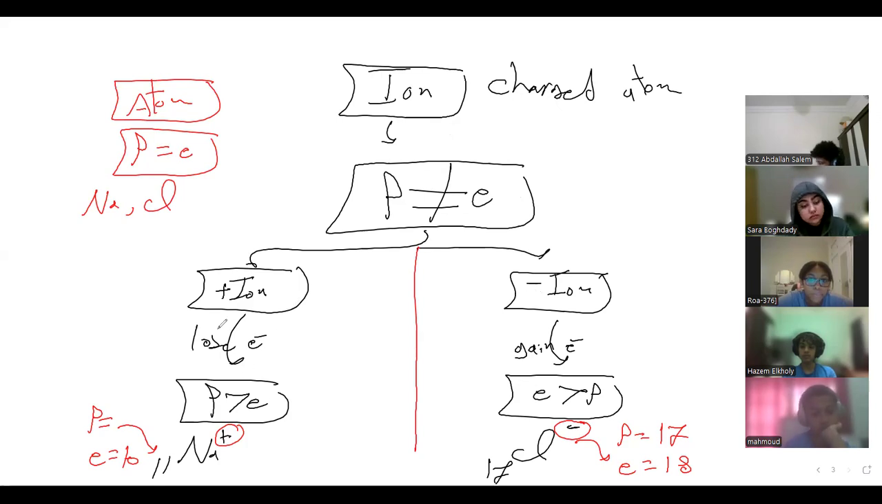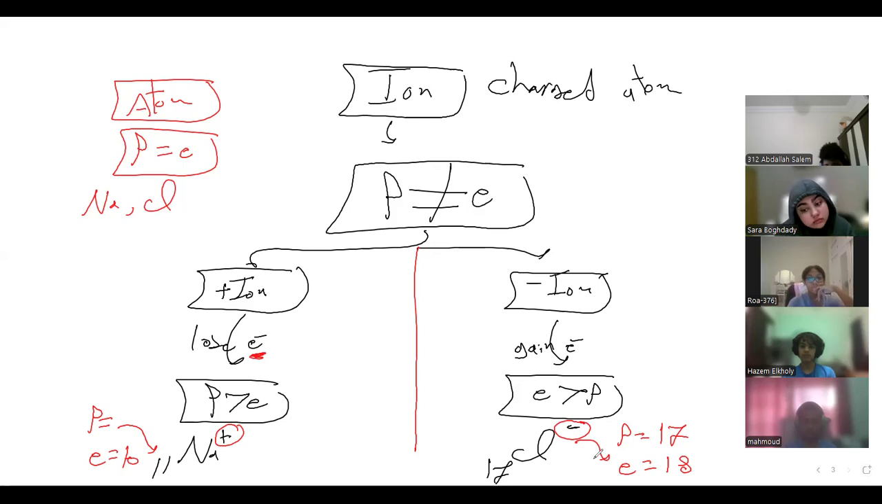A positive ion refers to losing electrons, so protons are greater than electrons, like Na positive. Protons don't change, but positive refers to losing electrons. So protons equal 11 but electrons equal 10, because positive refers to losing one electron. A negative ion refers to gaining electrons, greater than protons, like Cl negative: protons 17 and electrons gaining one to be 18.